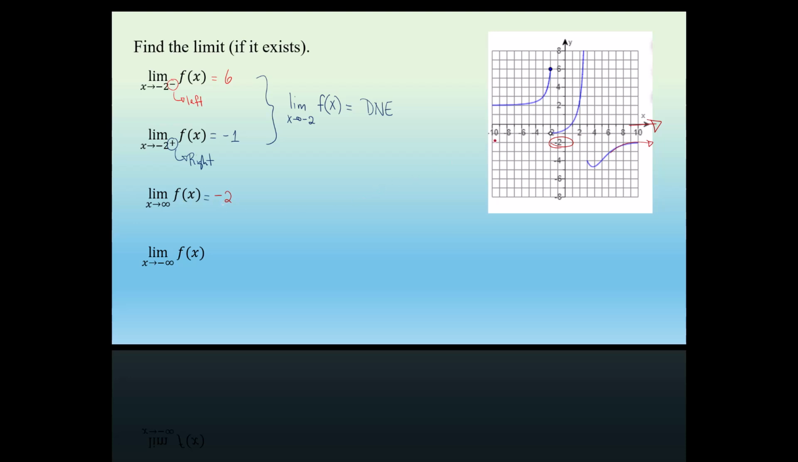What about when we're going towards negative infinity? Well, negative infinity is this way. Of course, we need to get on the actual function. And again, we see it is approaching some horizontal asymptote, y value of 2.